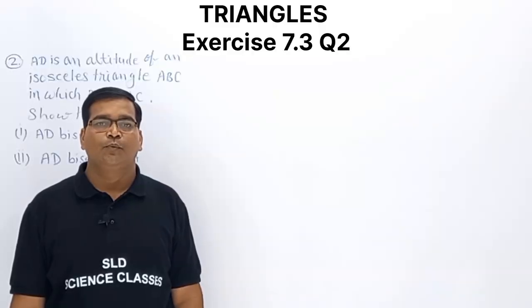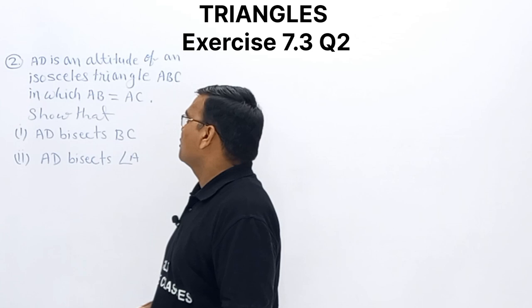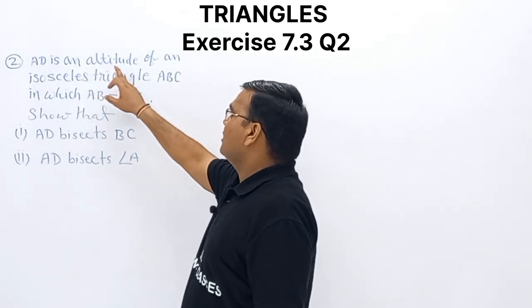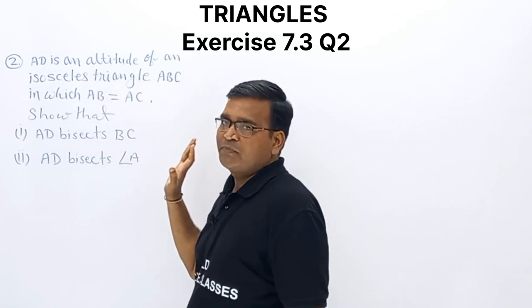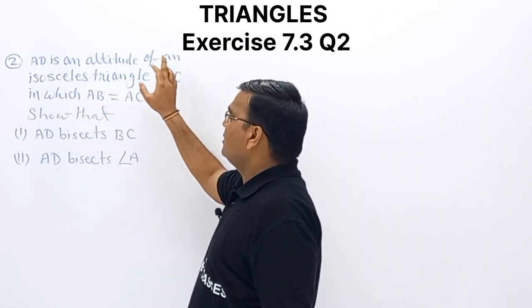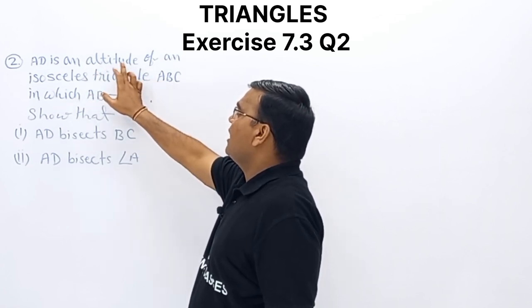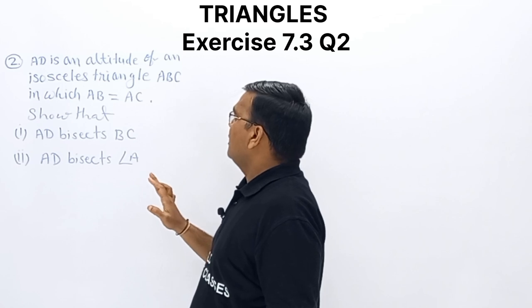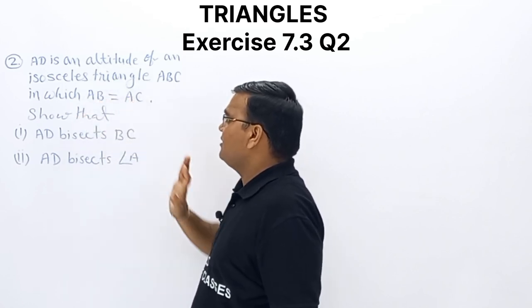In this class, we are going to discuss question number 2, exercise 7.3, triangles. What about this question? Observe, AD is an altitude of an isosceles triangle. We are having one isosceles triangle ABC, in which AD is the altitude, and in the isosceles triangle AB equal to AC.